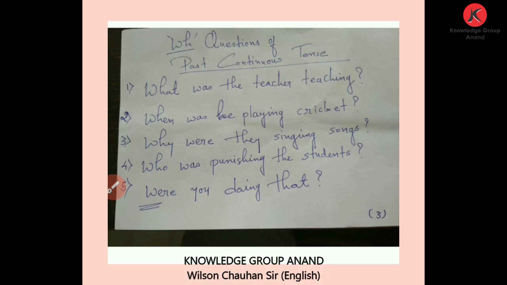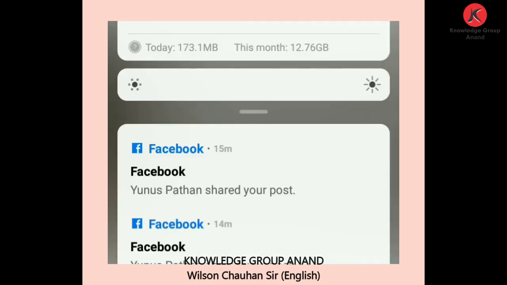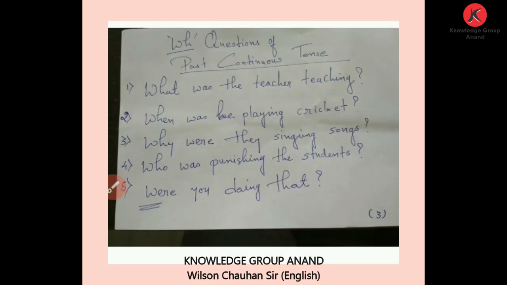Sentence number 2. When was he playing cricket? See, if you go back to the tenses, how do we make sentences and questions and negatives and negative questions? They are given in one example. Now here we have made plenty of examples, a larger number, so that we know how from each tense we can make a WH question. So the second question is, when was he playing cricket?